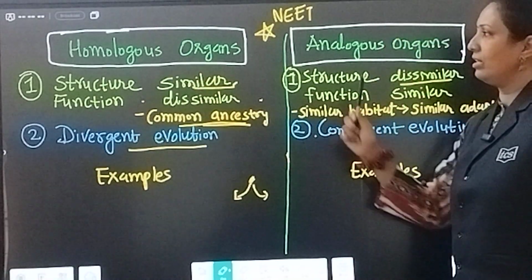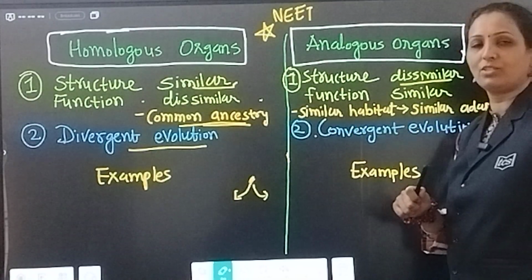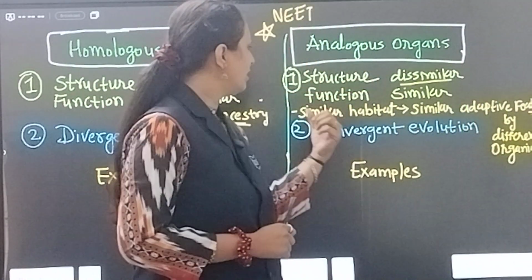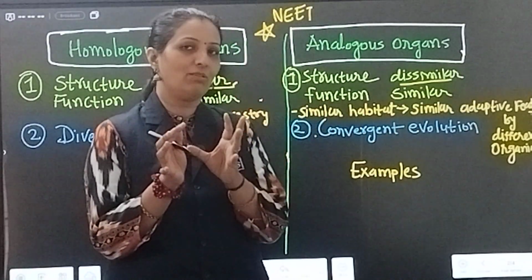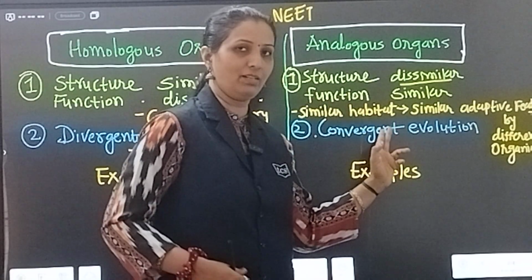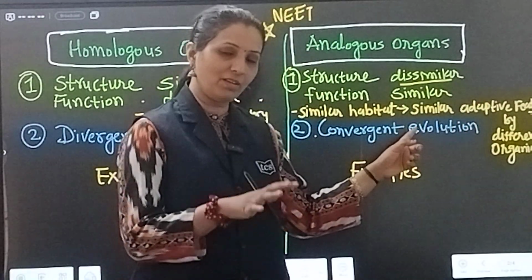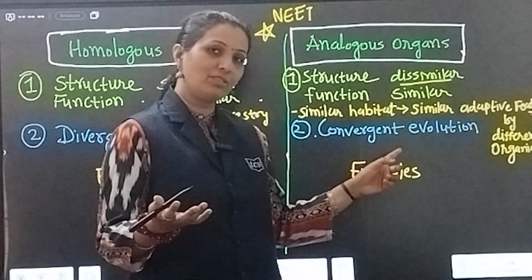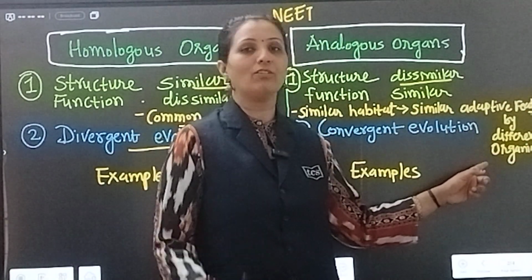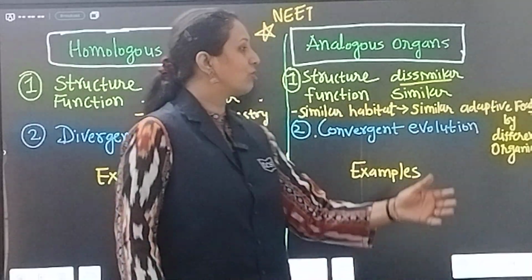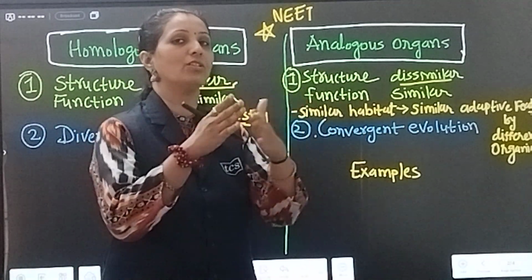Next, analogous organs, exactly opposite to homologous. Here the structure is dissimilar but the functions are similar. Why does this arise? Organisms that show analogous organs generally live in a similar habitat, and they develop similar adaptive features because they are living in the same conditions, where the same resources are available. So similar adaptive features are developed by different organisms to survive there. Remember, in analogous organs the structure is dissimilar, function similar.